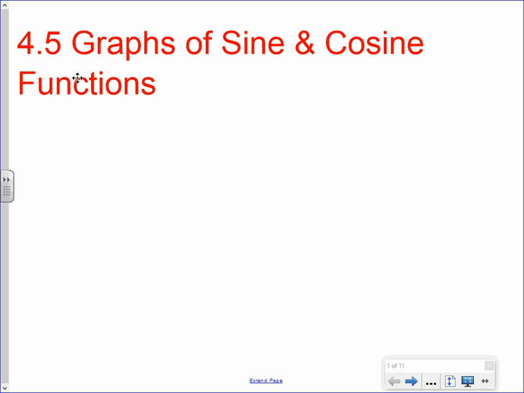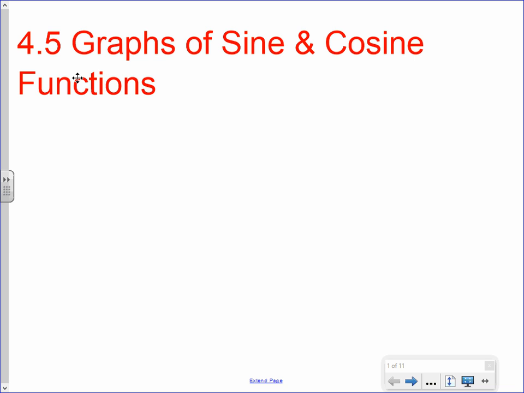However, with sine and cosine, those stretches and shrinks, we actually have special names for that characteristic of the graph. So everything will be the same, but we're going to calculate it in a slightly different way because of the nature of the graph.